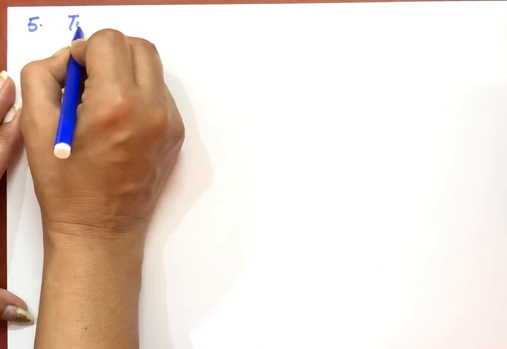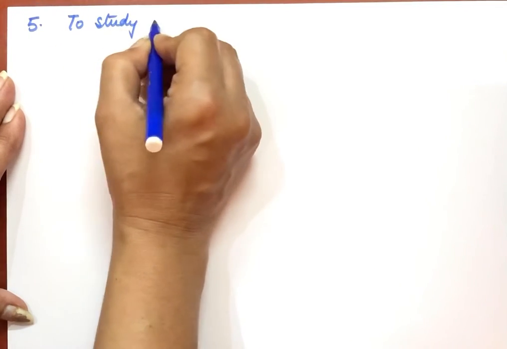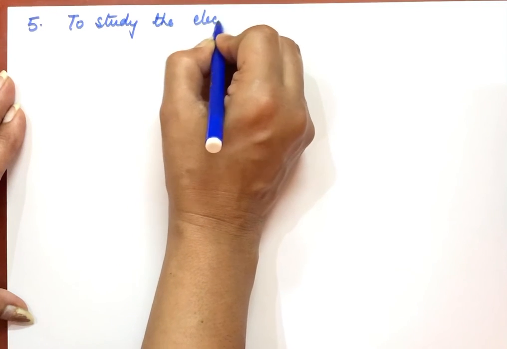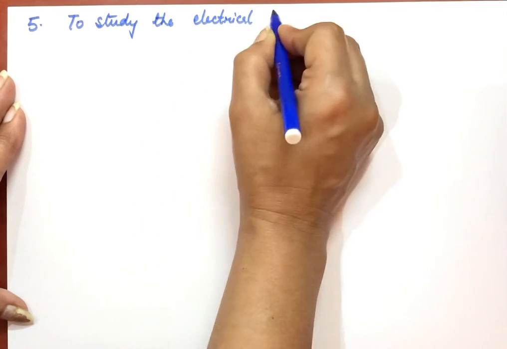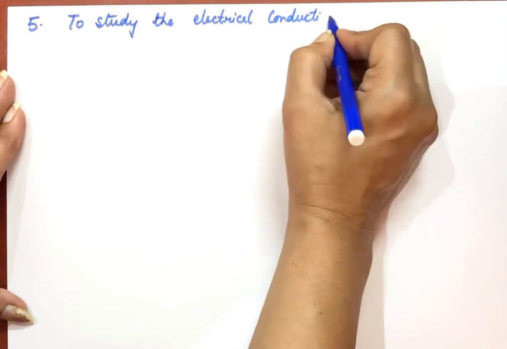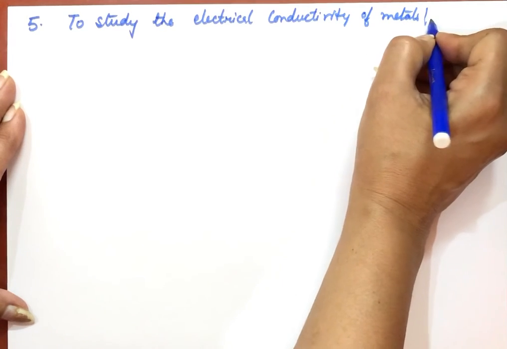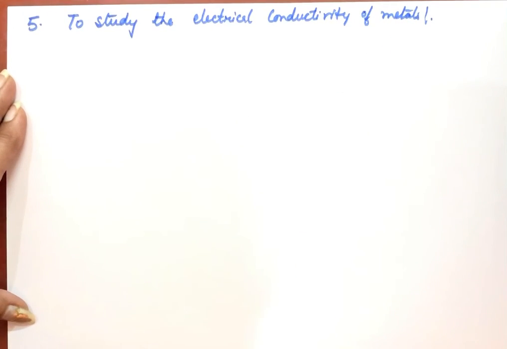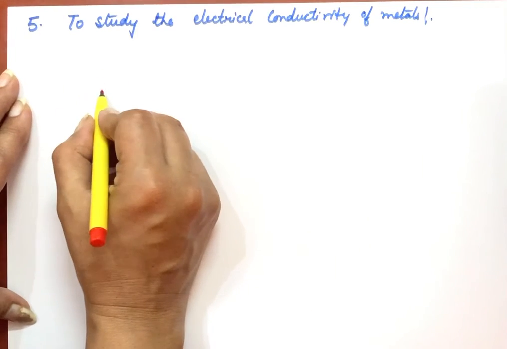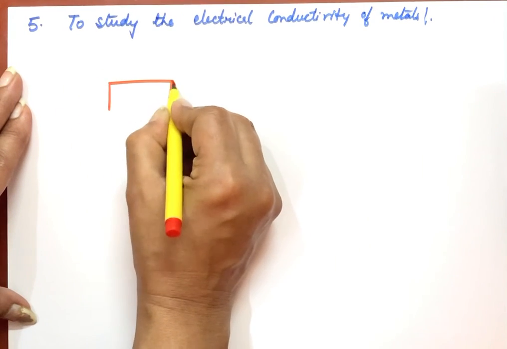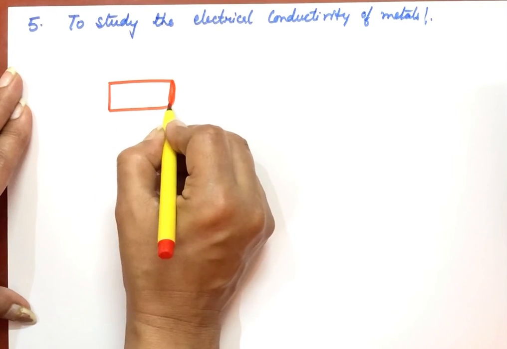Now, next after this is the fifth investigation, to study the electrical conductivity of metals. The metals are good conductors of electricity. How can we investigate this? For this, we'll take some metals in the wire form. And then we have to set up an electrical circuit like this. We'll take a battery, or we can take a cell here.